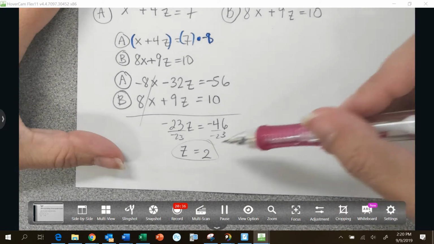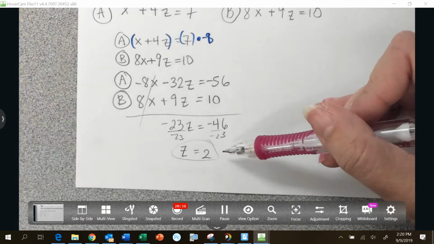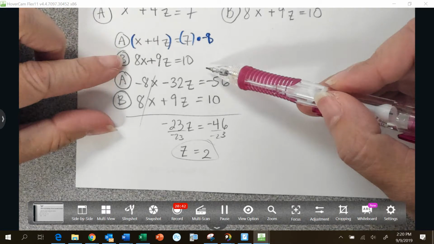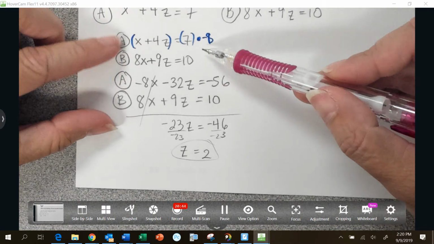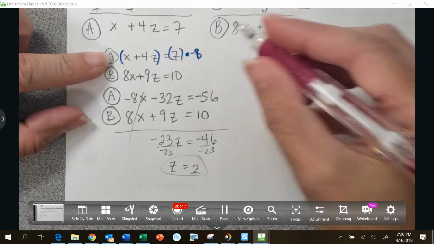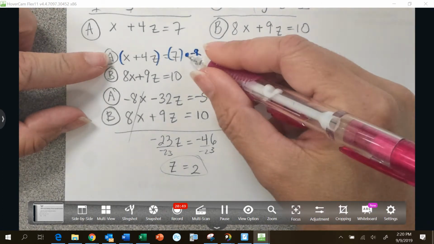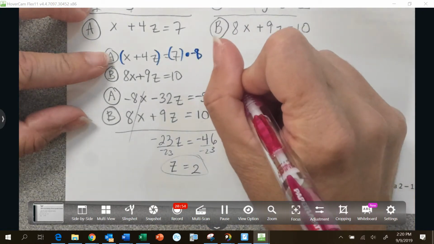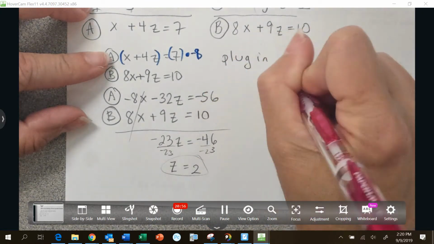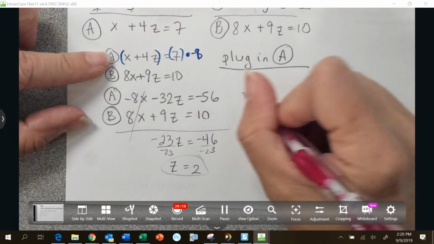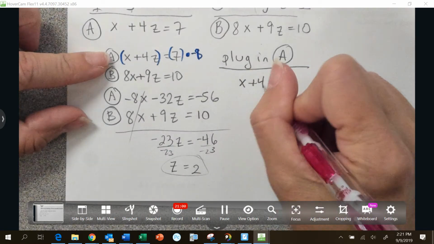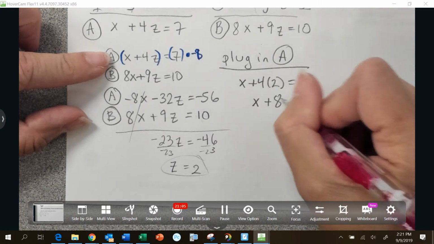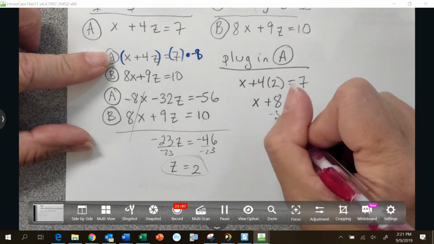After we find one variable, we back substitute into A or B. I'm thinking A. But you can plug in either. So I'm going to plug in A for this one. I have x plus 4 times 2 equals 7. So x plus 8 equals 7. Take away 8.